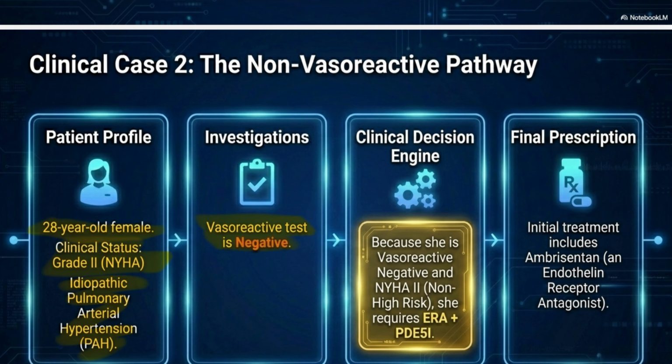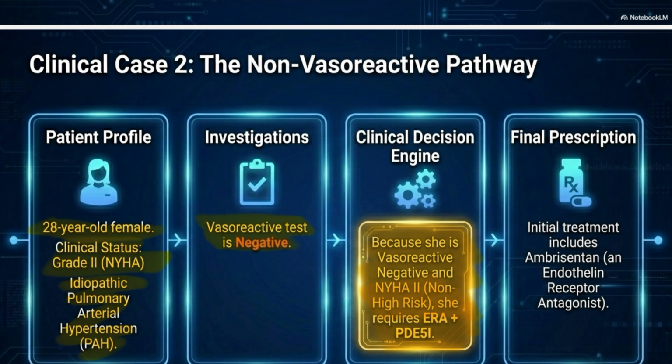and it's negative. It's a red flag, don't go further, because she is vasoreactive negative and NYHA 2, which stands in the non-high risk. She requires ERA and PDE5 inhibitors. Let your seniors come and advise the drugs. No need to proceed. Since it is a red flag, you have to just say that my senior is coming, I know the treatment, but let my senior handle the case.